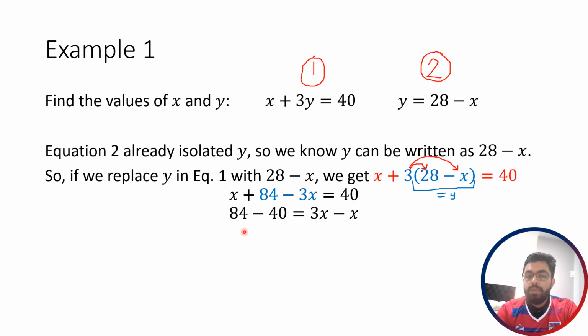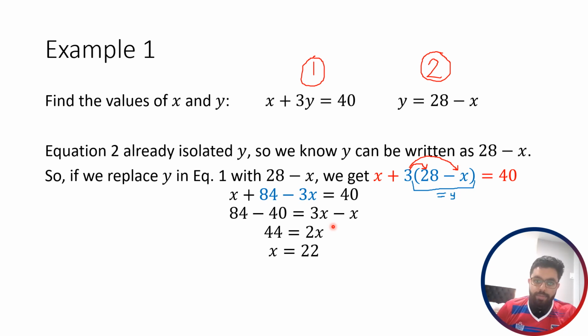So now we've got all the numbers on the left and all the things with x's on the right. So as you go through that, you get 84 minus 40 is 44, 3x minus x is 2x, and then you can divide by 2, and you get that x is equal to 22.